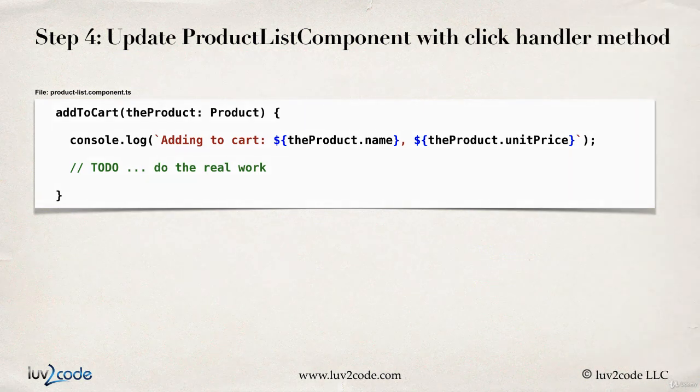Alrighty, step 4 of updating the product list component with the click handler method. So here's the method addToCart, we pass in the product, and right now all we'll do is simply log the information. So I'll say console.log, product.name, product.unitPrice. We have some more real work to do later as far as actually adding it to our cart service. But for now, we'll just focus on getting this part working. Alrighty, so this looks pretty good. Let's go ahead and move into our IDE and let's get started.